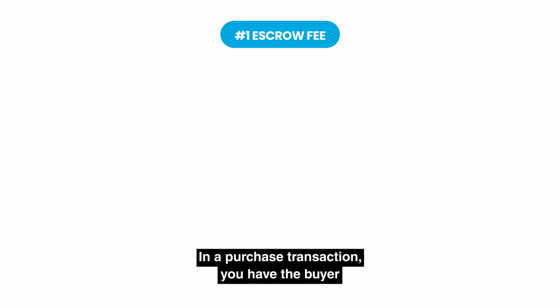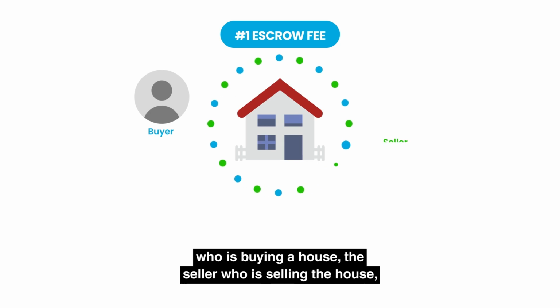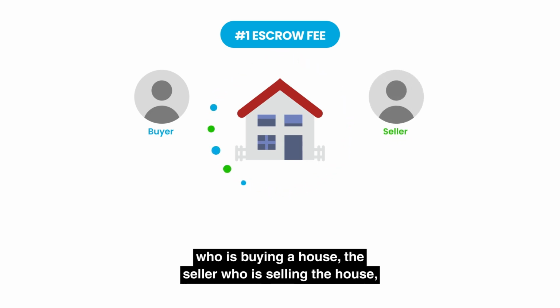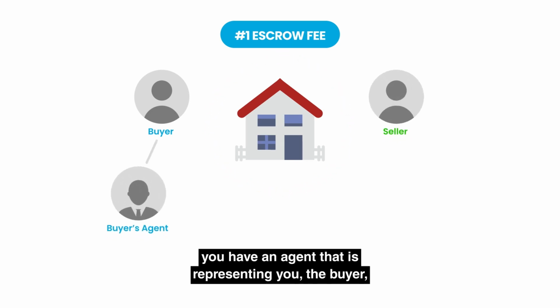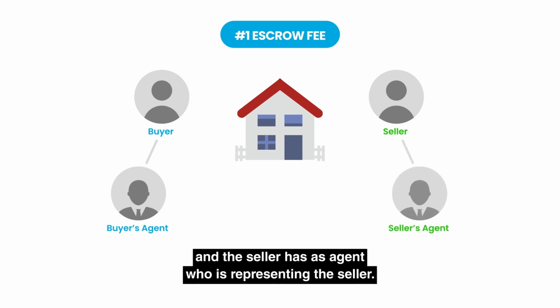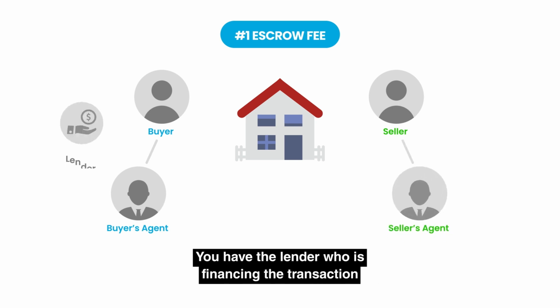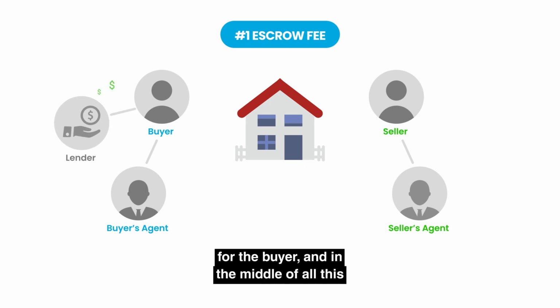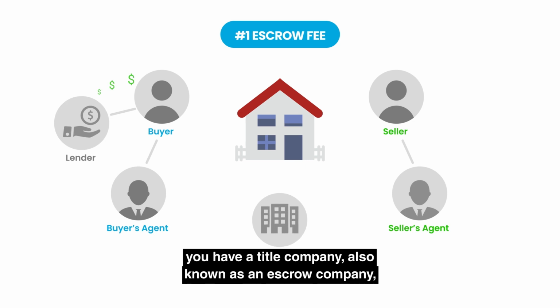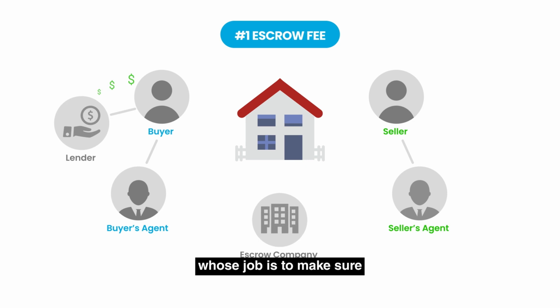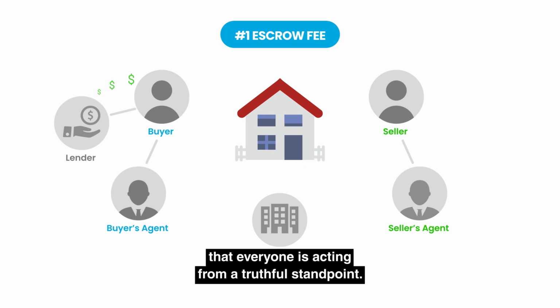In a purchase transaction, you have the buyer who is buying a house, the seller who is selling the house. You have an agent that is representing you, the buyer, and the seller has an agent who is representing the seller. You have the lender who is financing the transaction for the buyer, and in the middle of all this, you have a title company, also known as an escrow company, whose job is to make sure that everyone is acting from a truthful standpoint.